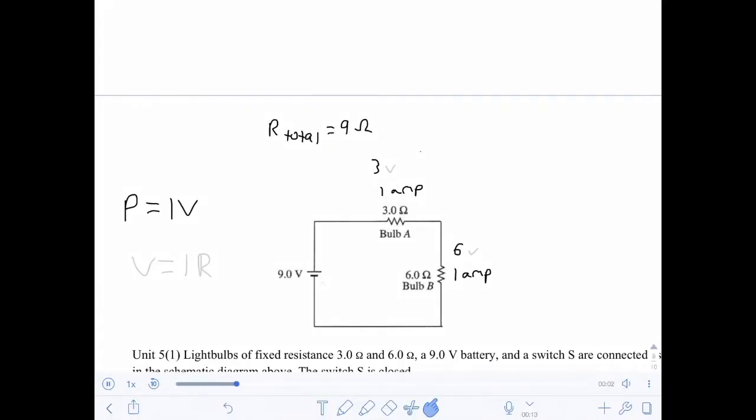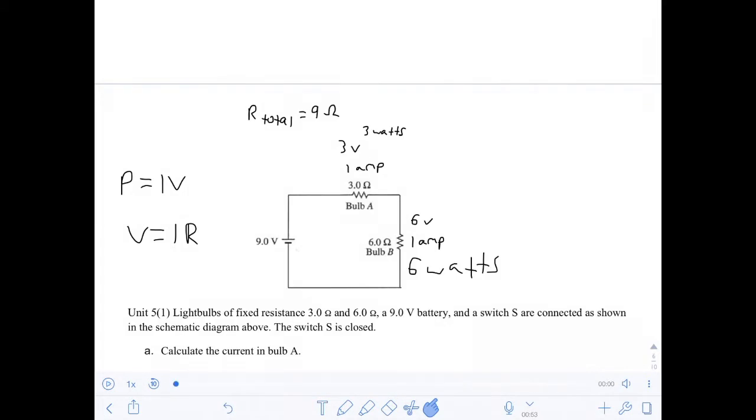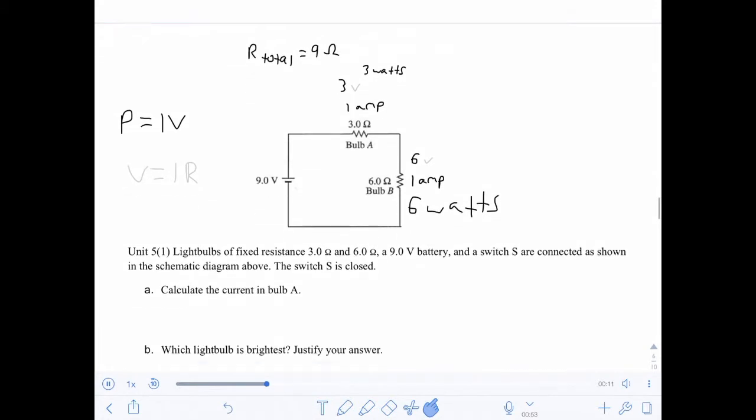Now that we know the resistance and the current for each of the light bulbs, we can find the partial voltage for each of them. For bulb A, it's equal to 3 volts because 1 times 3 is just 3, and for B, 1 times 6, so it's 6 volts. Now that you know the current and voltage, you can find the new power. For A, it's 3 watts, and for B, it's 6 watts. Again, 3 times 1 is equal to 3, and 6 times 1 is equal to 6.